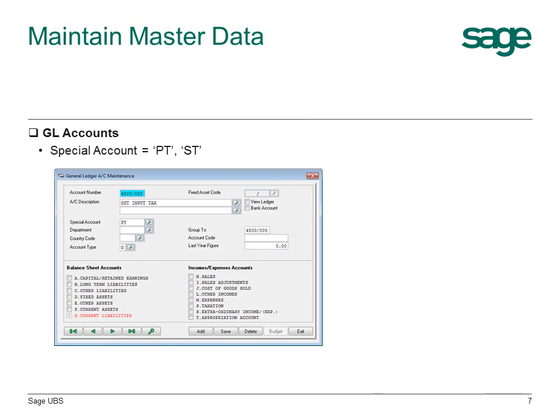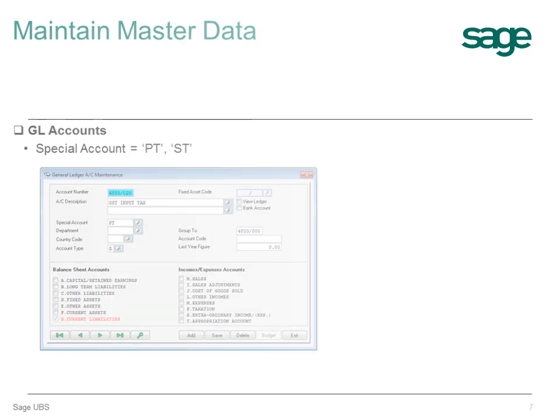There are 6 important master data that you need to take note. First, the GL accounts. For all GL accounts related to GST, please set special account equal to PT for input tax related and ST for output tax related.